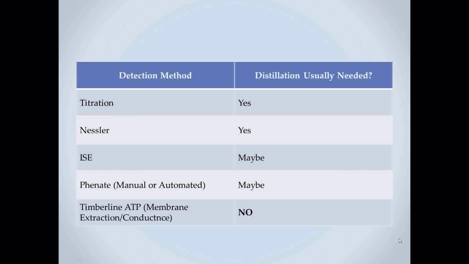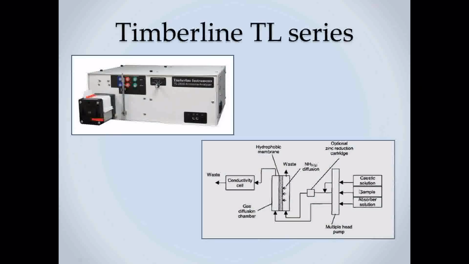Okay, here's the Timberline, just a picture of the most current instrument, and basically a schematic, where you have the sample, the caustic solution, the absorber solution. It's pumped with a peristaltic pump. It goes through the hydrophobic membrane, the gas diffusion cell. The ammonia comes out of the caustic, diffuses through, and goes to the conductivity cell.